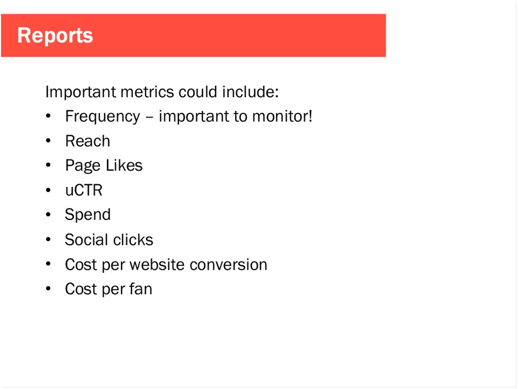So keep an eye on frequency and keep it a reasonable number. You probably want to reach people more than once. I'm sure most of you are familiar with traditional advertising methods of getting a certain amount of, say, 3+ frequency. Then you want a similar approach on Facebook. We'd also be monitoring reach, page likes. In terms of click-through rate, I find the unique click-through rate much more effective as a measure, so place that one on your dashboard. Obviously, you'd be monitoring your spend, your social clicks, and then you can also monitor things that depend on the goals you've set for your campaign, so the cost per website conversion or the cost per fan.